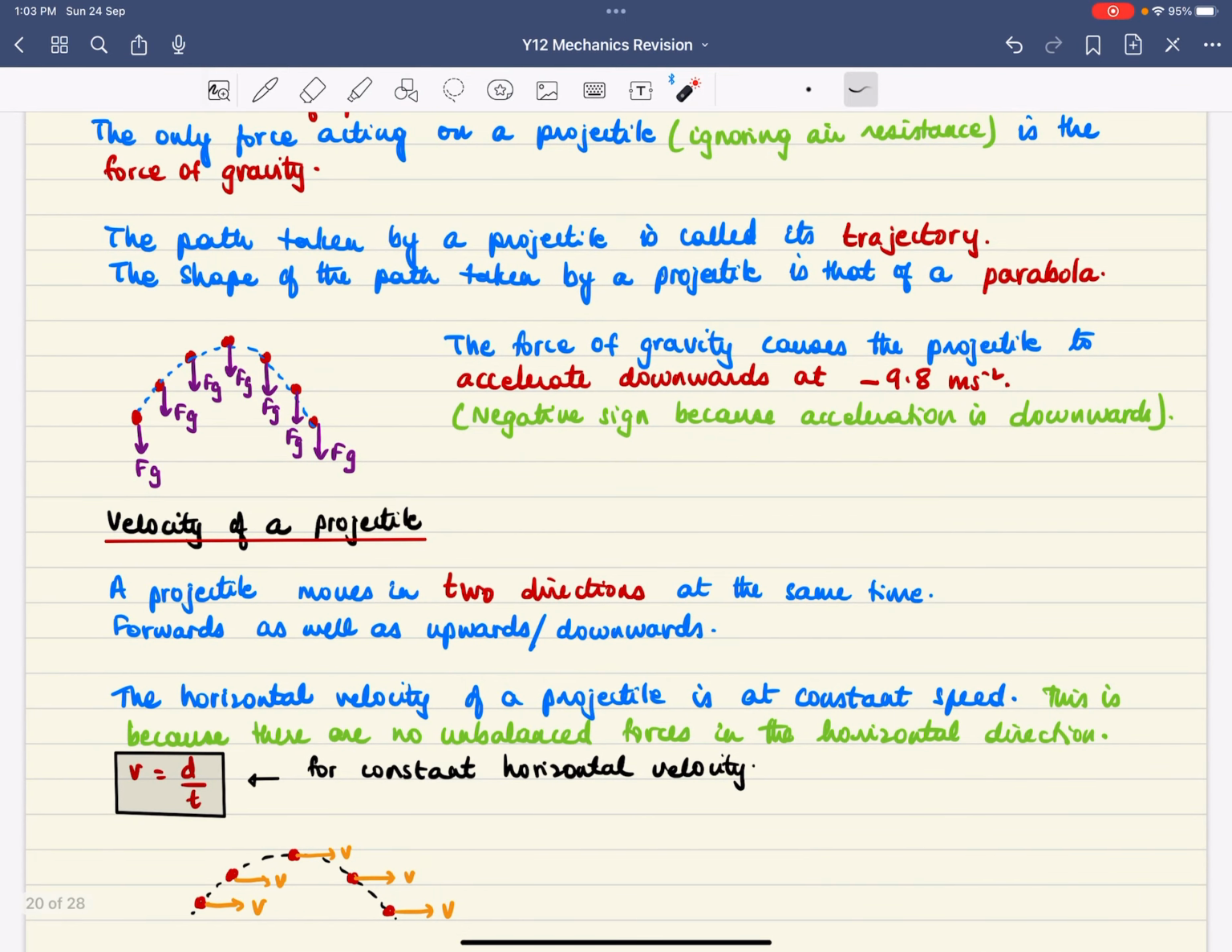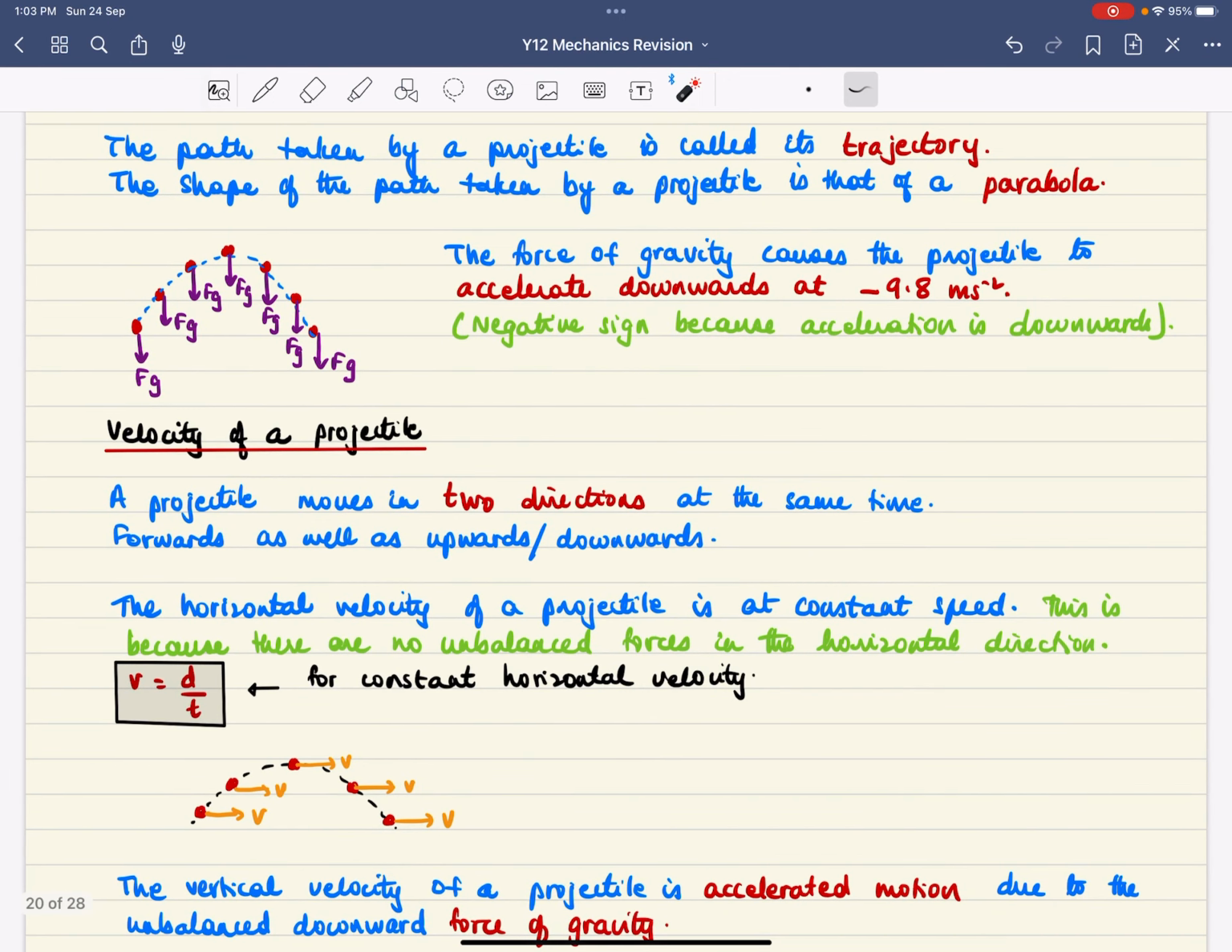Now, let's look at the velocity of a projectile. A projectile moves in two directions at the same time. So what are the two directions? It is moving forwards as well as upwards for half the time and downwards for the other half. So it has both horizontal as well as vertical motions.